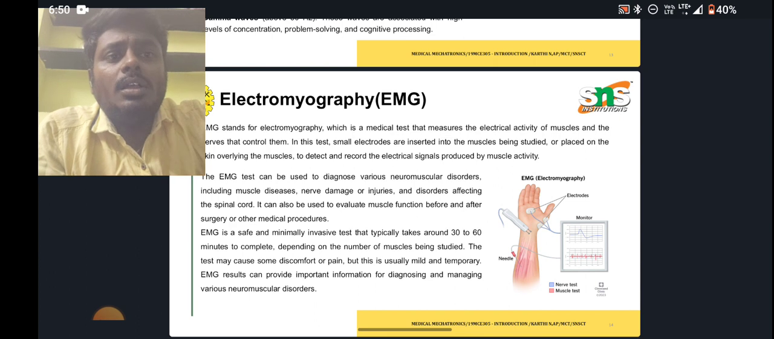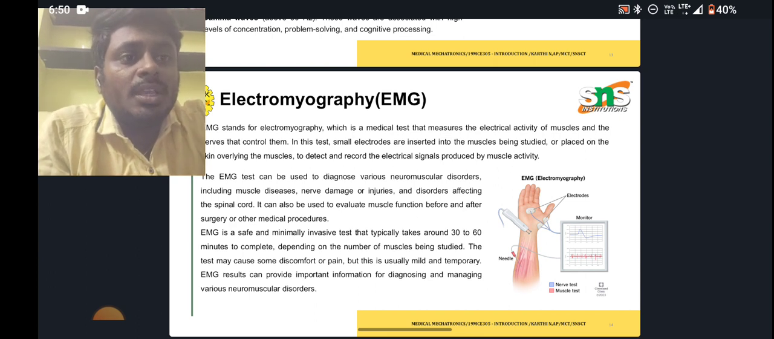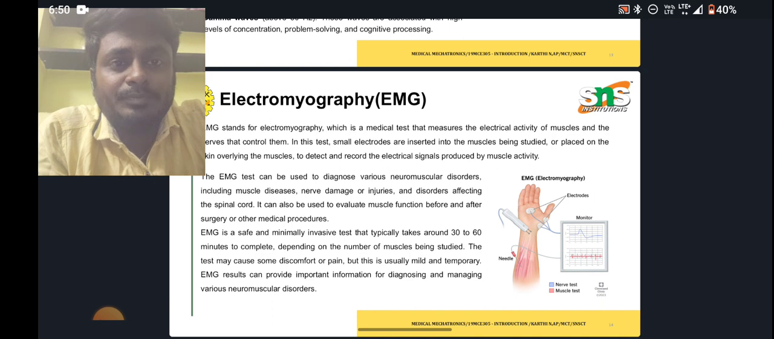In this test, small electrodes are inserted into the muscles being studied or placed on the skin overlying the muscles to detect and record the electrical signal produced by the muscle activity. The EMG test can be used to diagnose various neuromuscular disorders, including muscle disease, nerve damage or injuries, and disorders affecting the spinal cord. It can also be used to evaluate muscle function before and after surgery or other medical procedures. EMG is a safe and minimally invasive test that typically takes around 30 to 60 minutes to complete.